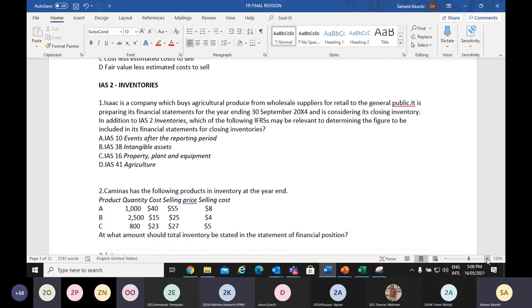Why not D? Because it's not producing agricultural products. Very good. The answer is not D, because this company is not the one that has to do with harvesting. This company will buy and sell. If I buy the agricultural produce and sell, IAS 41 may not apply. So the answer is A, correct.